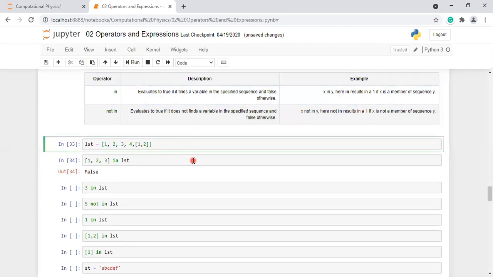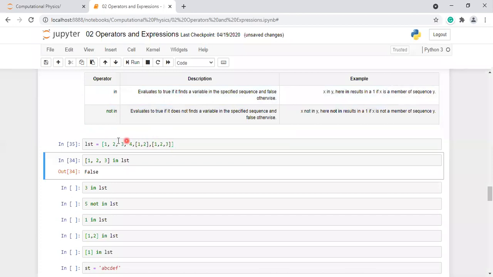Now let me add 1, 2, 3 as a list inside lst and run it again. So now it is present. Let me run this, true.